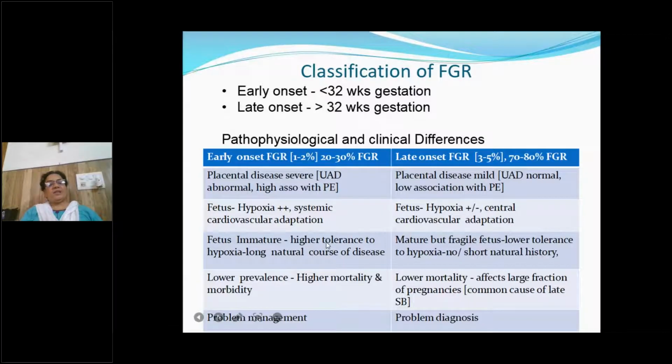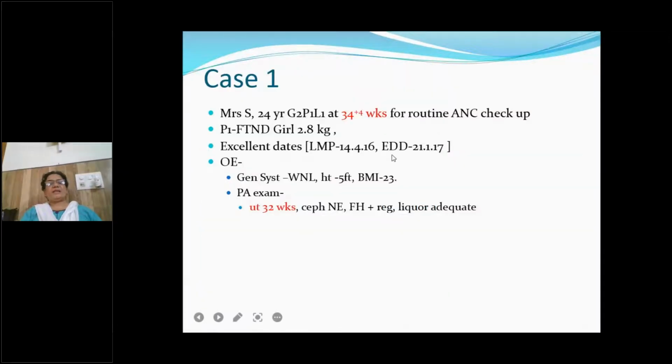The diagnosis is quite easy in early onset because it manifests early. It's a longer duration. But the problem is how to manage, because you have the problem of prematurity and it is difficult to take a decision when to deliver these babies. Whereas in late onset FGR, because it's a milder disease, many times we can miss the clinical diagnosis. But since this fetus is not acclimatized and has a lower tolerance to hypoxia, intrauterine deaths can occur. So it's important to differentiate between early and late onset fetal growth restriction, because their severity, morbidity and mortality are different. So we'll take one example of a patient.